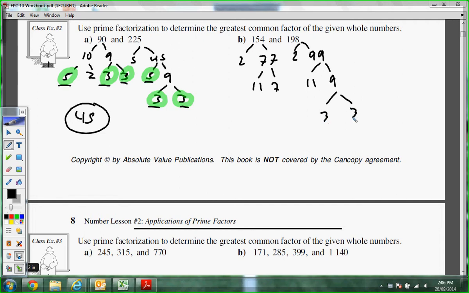So we go back to our highlighter here. They have a 2 in common. They have an 11 in common, and that's it, 2 and 11. So what's my greatest common factor? 2 times 11, 22.